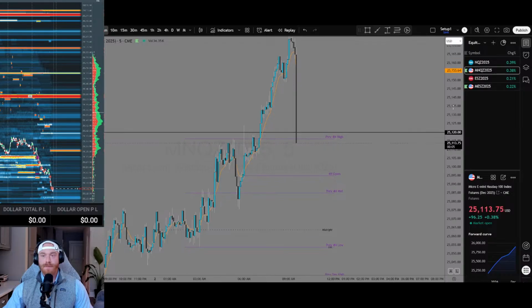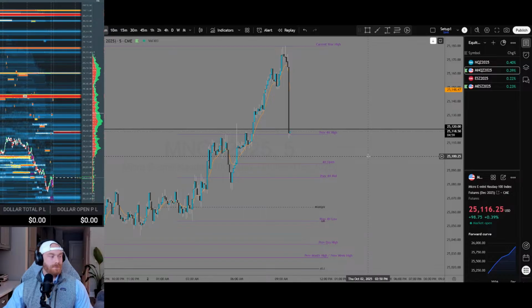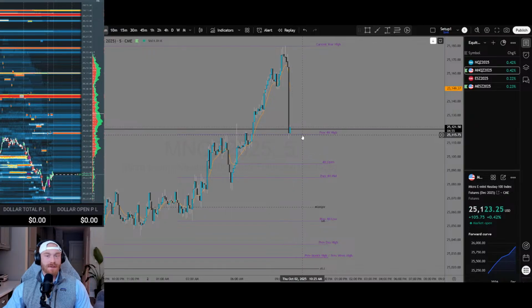Man, we are dumping. See, this is the key level I was talking about here. We get a little, potentially a turnaround right here.